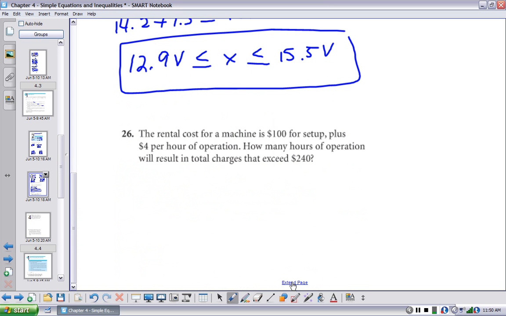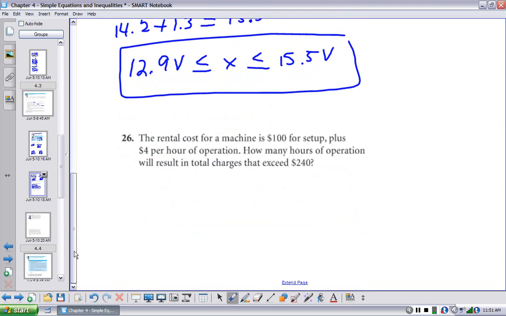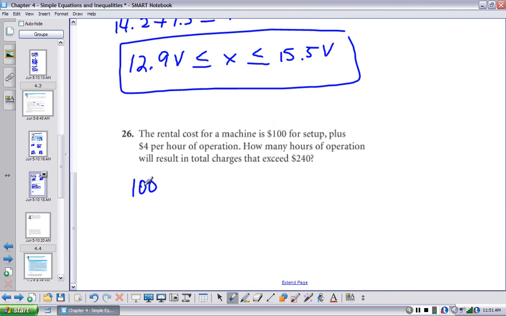Right, the next problem. The rental cost for a machine is $100 for setup plus $4 per hour. We don't know how many hours, so we let x be the number of hours. It says how many hours of operation will result in charges that exceed $240. Exceed means that this price that we're paying has to be greater than $240.